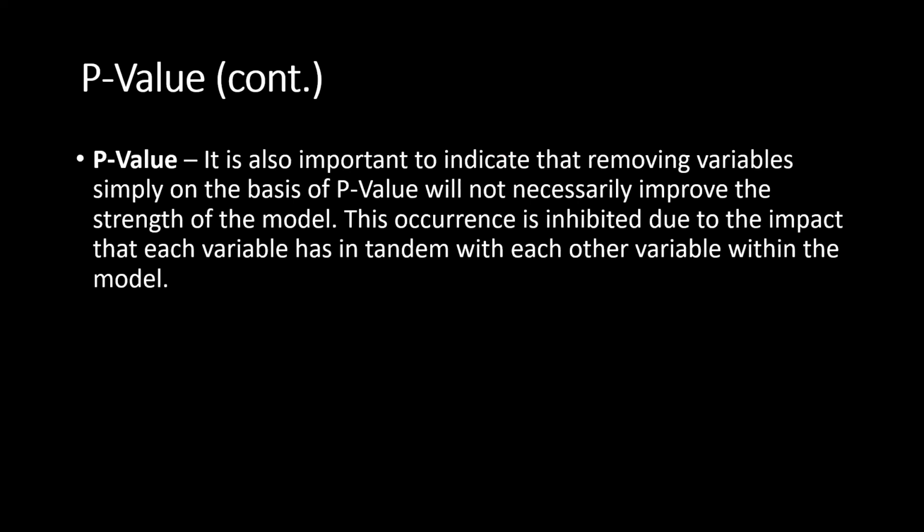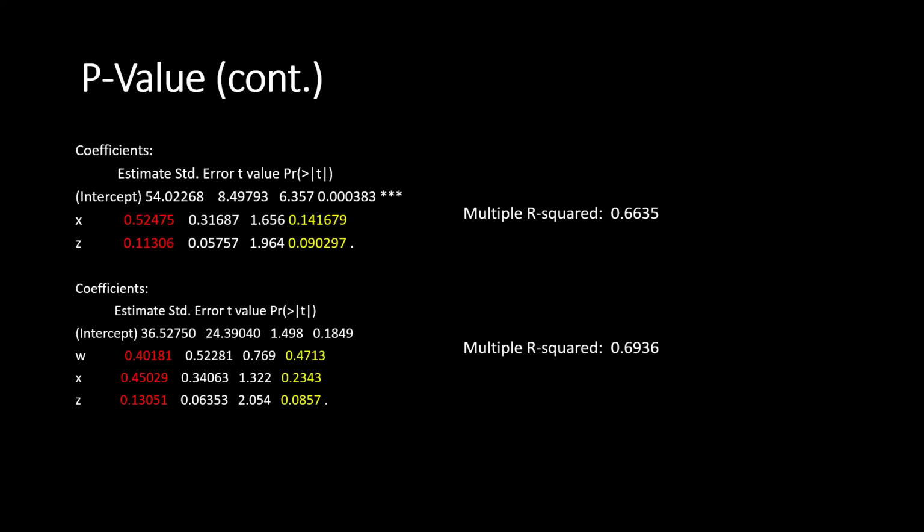So p-value, it is important to indicate that removing variables simply on the basis of p-value will not necessarily improve the strength of a model. This occurrence is due to the impact that each variable has in tandem with each other variable within the model. So adding and removing variables from a regression model based on p-value or intercept value doesn't always necessarily strengthen a model and will change the p-values of the variables contained therein.